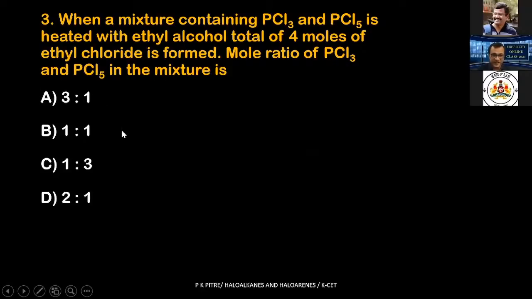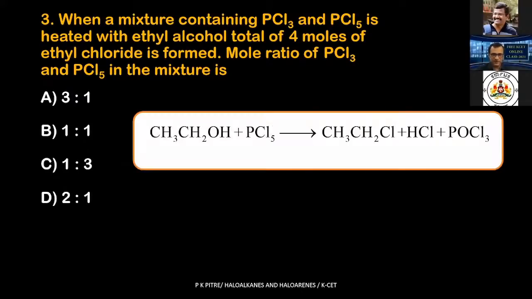What I said: write the reaction and then just check. So let's write the reaction first of all. Look at what is happening over here. You have taken PCl5, and you have treated it with ethyl alcohol. PCl5 with ethyl alcohol gives you ethyl chloride. How much PCl5 has been used over here? 1 mole has been used. What is the amount of product that you are getting? 1 mole of the major product.